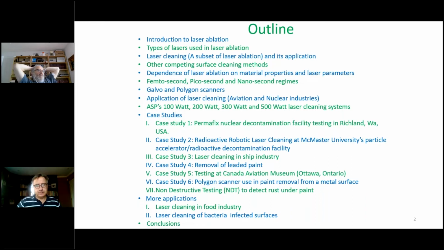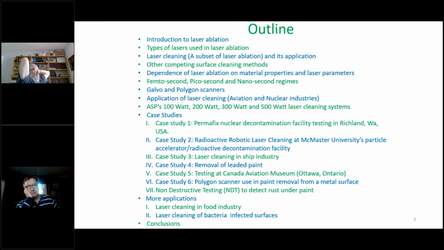So wherever I talk about application, this means that this application exists. We haven't done them, but we just like giving you the knowledge that this exists. And whenever we talk about case studies, they are the ones that we did ourselves. We also introduce our various laser systems of different wattages, and there are several case studies. And at the end, again, we go to some more applications, the laser cleaning in food industry and laser cleaning of bacteria infected surfaces, which comes from some research I've done and some papers I've read. So I thought this material is useful to present in the webinar.